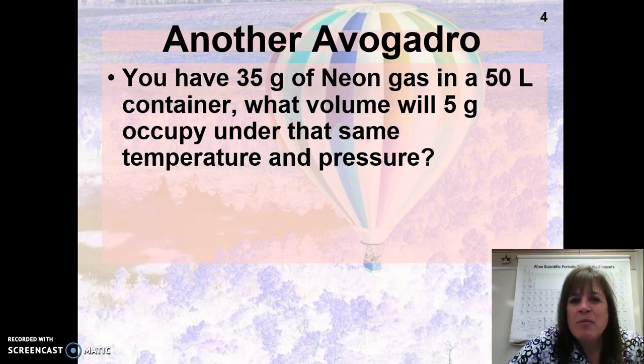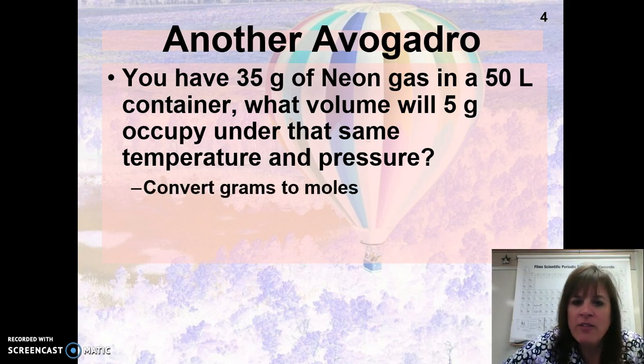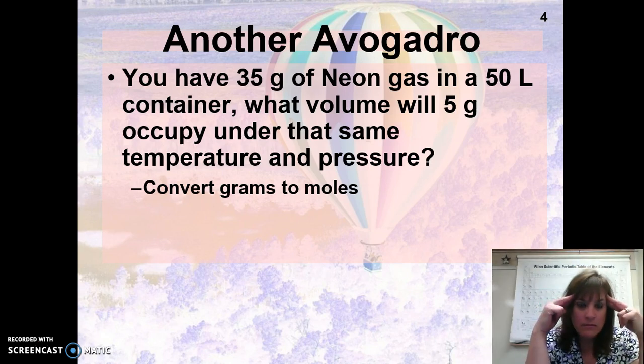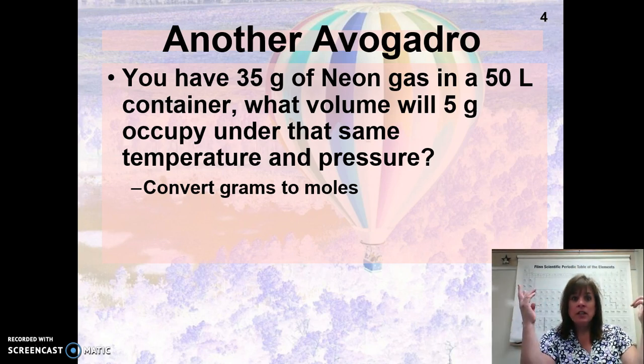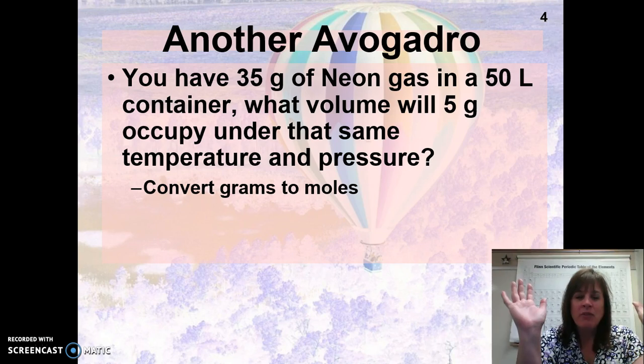But I'm in grams. And remember that amount needs to be in moles? Well, what do I do? How do I go from grams to moles? Do you remember? I know, I'm asking you to remember stuff from last semester.